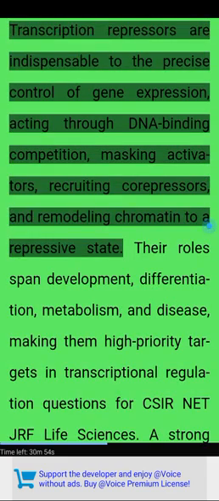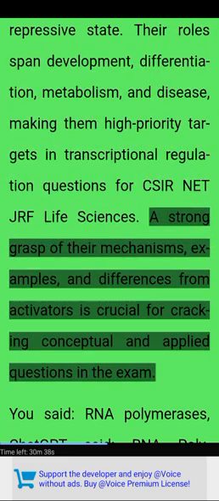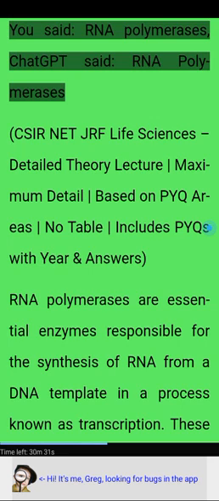Conclusion. Transcription repressors are indispensable to the precise control of gene expression, acting through DNA binding competition, masking activators, recruiting corepressors, and remodeling chromatin to a repressive state. Their roles span development, differentiation, metabolism, and disease, making them high-priority targets in transcriptional regulation questions for CSIR Net JRF Life Sciences. A strong grasp of their mechanisms, examples, and differences from activators is crucial for cracking conceptual and applied questions in the exam.